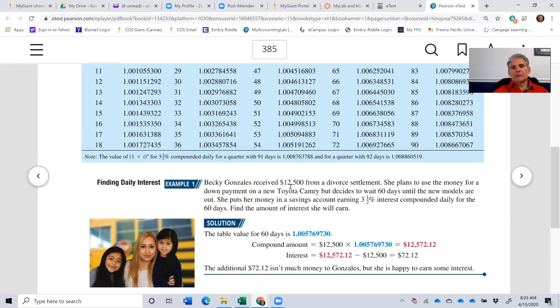Becky Gonzalez receives $12,500 from a divorce settlement. She plans to use the money for a down payment on a new Toyota Camry, but decides to wait 60 days until the new models are out. She puts her money in a savings account earning 3.5% interest compounded daily for the 60 days. Find the amount of interest she will earn. You can go ahead and press pause and see if you can figure this one out.